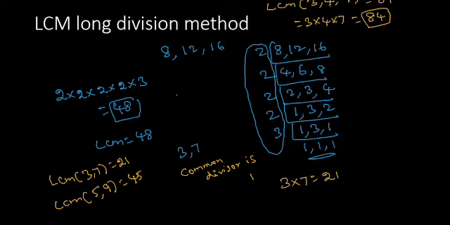So this is the long division method. If the long division method is not applied, you can try to find a common factor, and check whether the common factor is 1. If the common factor is 1, simply multiply the terms. So that is the LCM concept. Now we will go for another problem on common divisors.